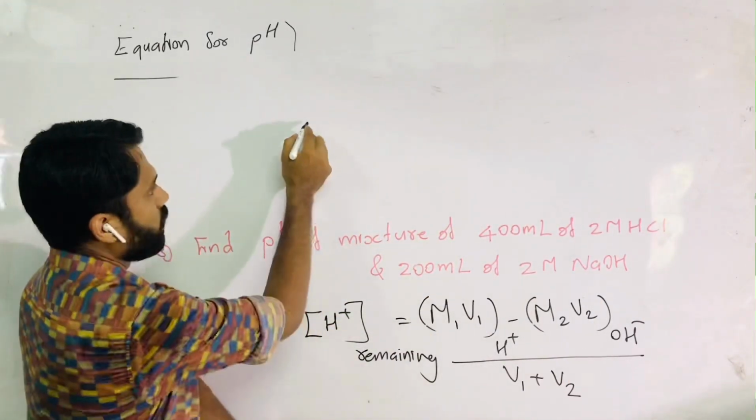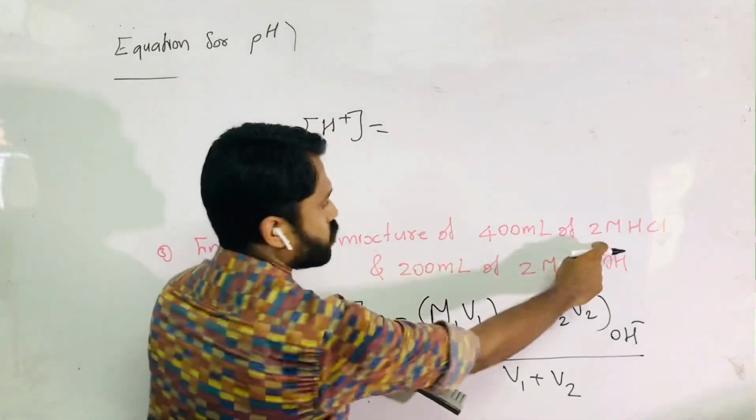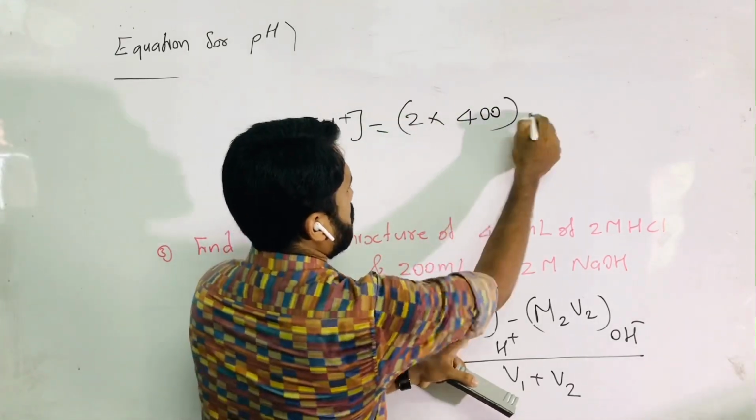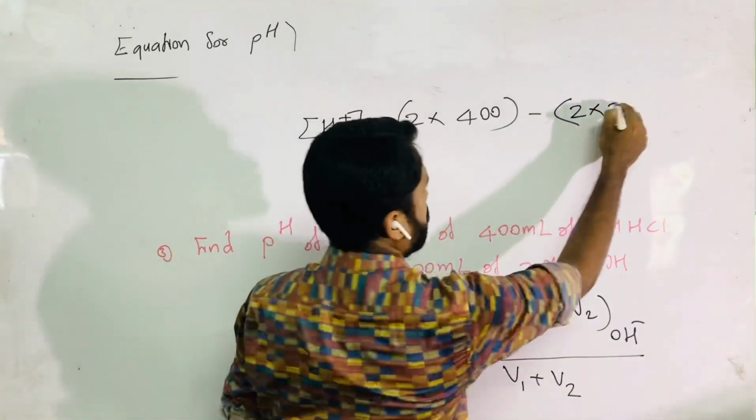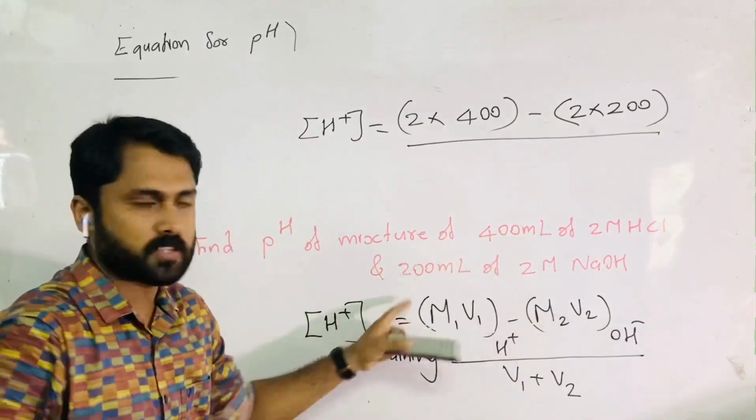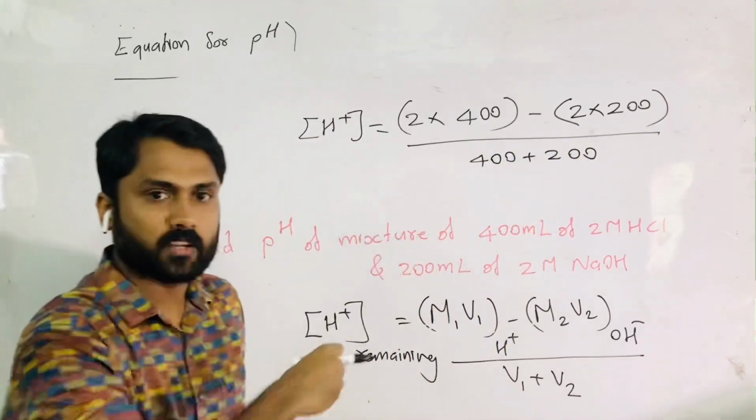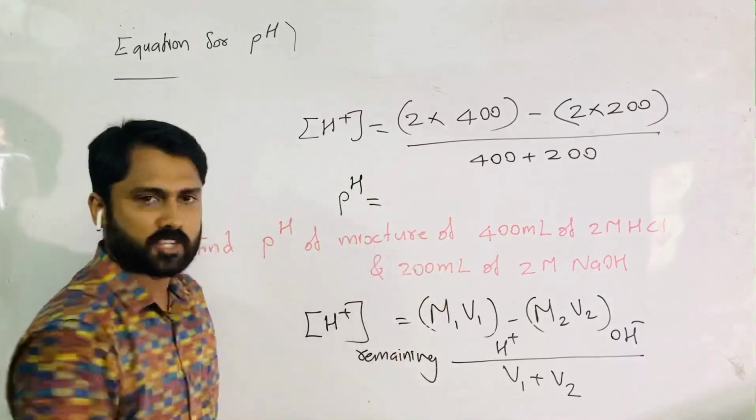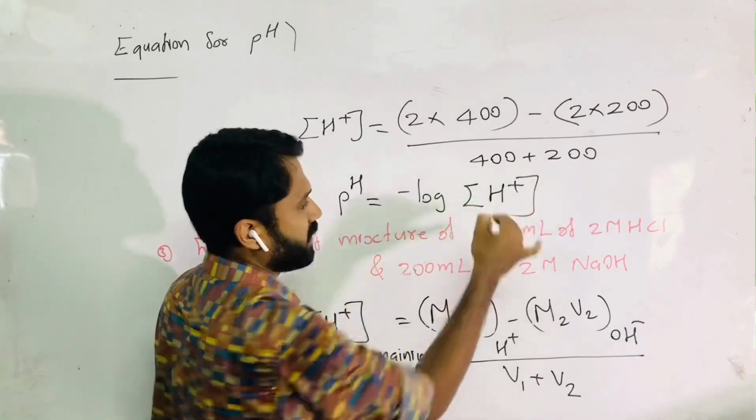Okay. How will we calculate the H plus remaining? M1, that is 2, into V1, 400, minus M2, that is also 2, into 200, divided by V1 plus V2, 400 plus 200. Here we will get the concentration of H plus. After that, we can simply calculate pH. How? Minus log concentration of H plus.